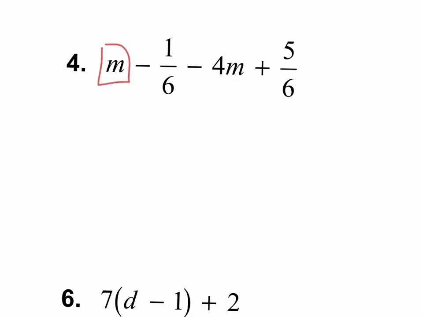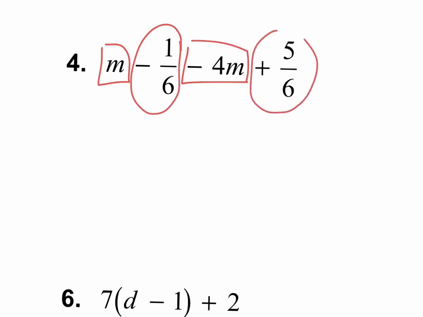Okay? Moving on, we go ahead. I have an m. I boxed up an m. Is there anything else with m? Yep, negative 4m. So those two are boxed together. Is there anything else with an m? Nope. Now I'm going to circle my negative 1/6. Is there anything that's just a constant without a variable? Yep, my positive 5/6.